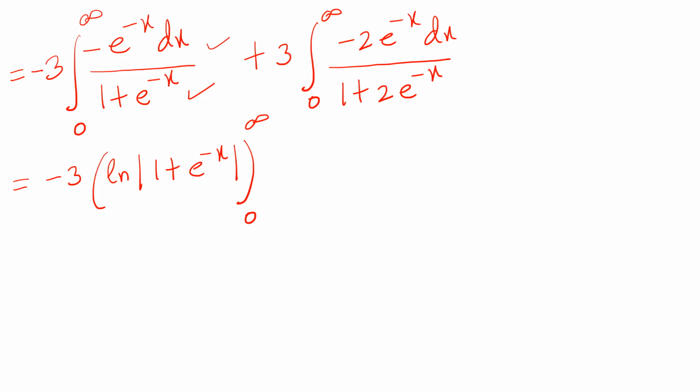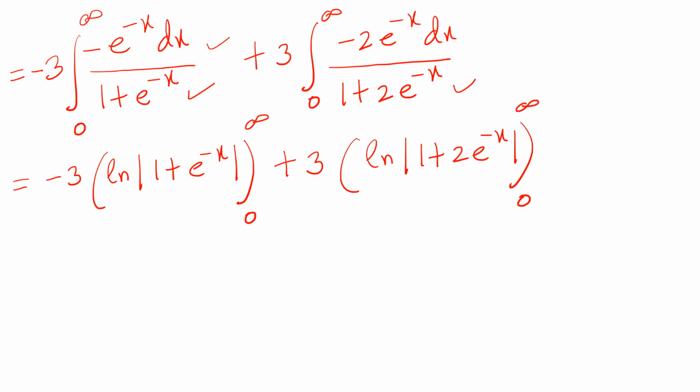Now students, if I consider the denominator as g(x), then the numerator is simply its derivative, that is g dash x. So the value of this integral becomes log mod g(x). So we can write this as plus 3 into log mod 1 plus 2 into e to the power minus x. And the limits of this integral are from 0 to infinity.